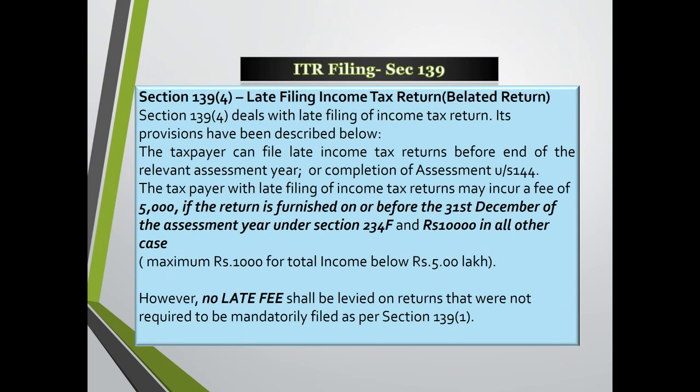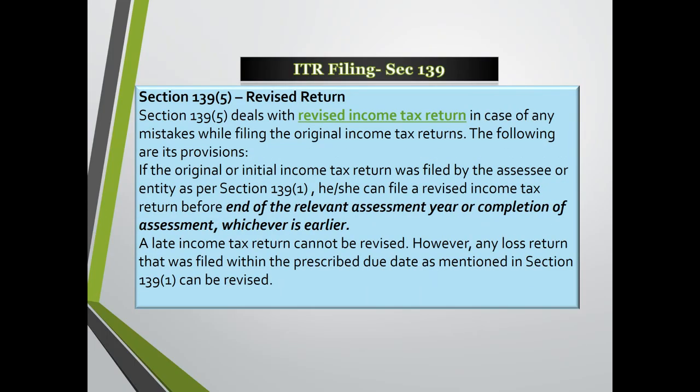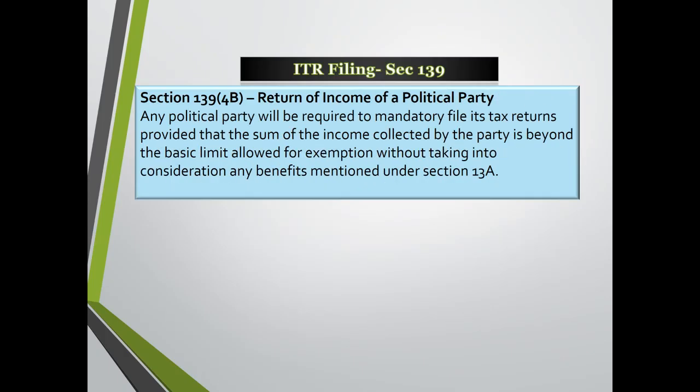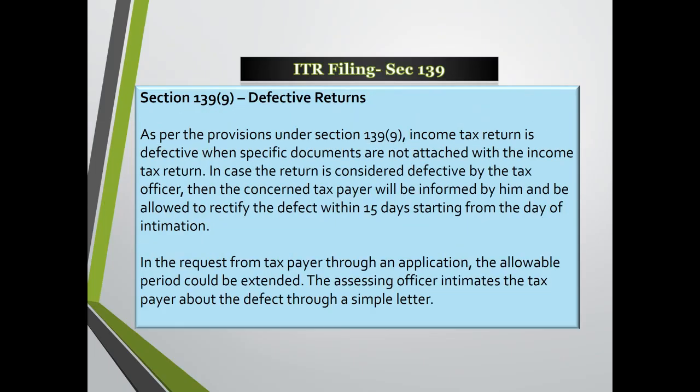Within which this late fee of 1,000 and 5,000 rupees we were mentioning. And any mistakes in the return, you can revise that income tax return under 139.5. We have brushed through. Then for charitable institutions 139.4A you have to submit, and for political party 4B you have to submit. And in case where the department made any return to be defective, then that has to be rectified within 15 days. 139.9 we were discussing.